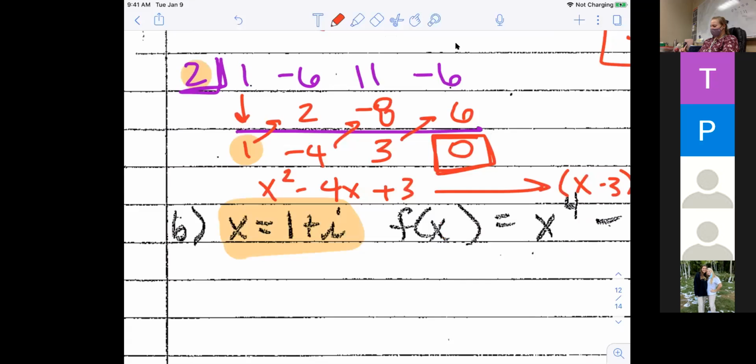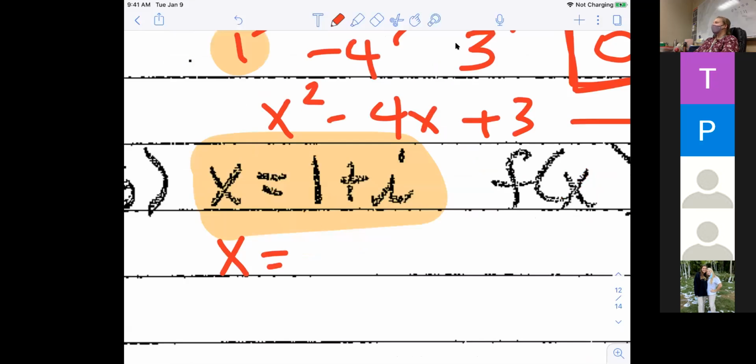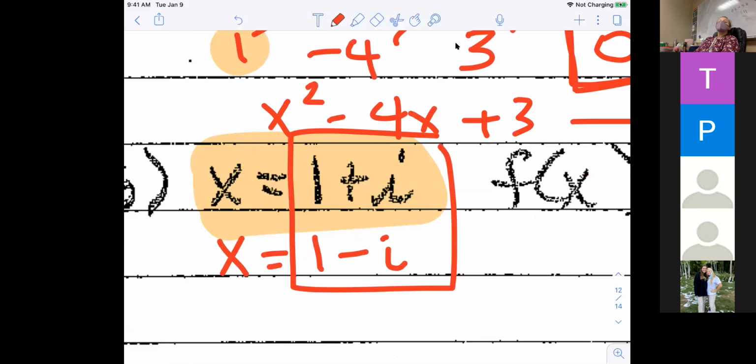Okay. Do you remember the word conjugate? If I have x plus i, what's the conjugate of x plus i? X minus i. Very good. Both of these are going to be zeros. The reason why is as we start synthetically dividing, it's going to get really messy. And so we need to clean it up with the conjugate.